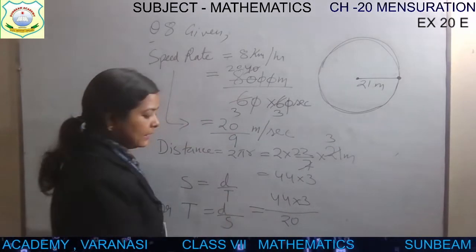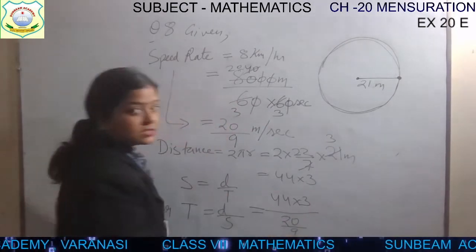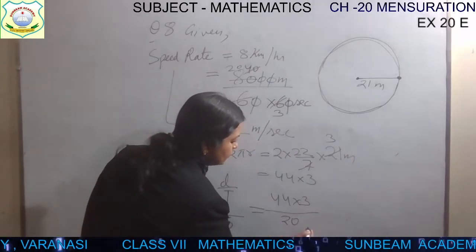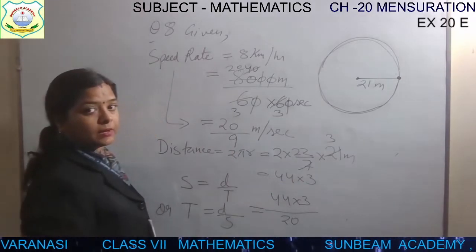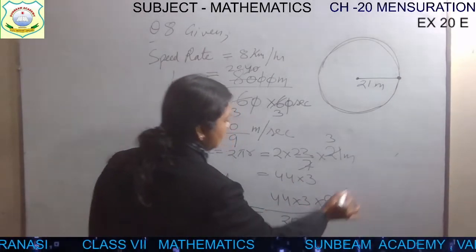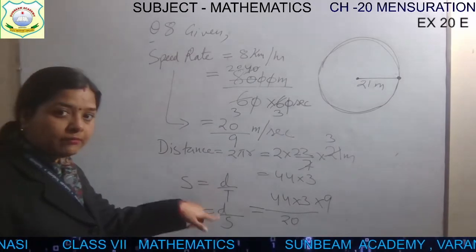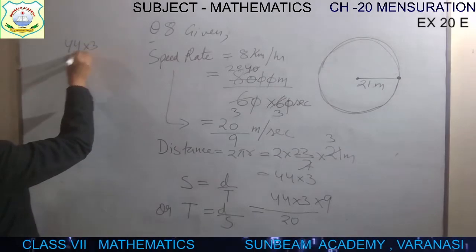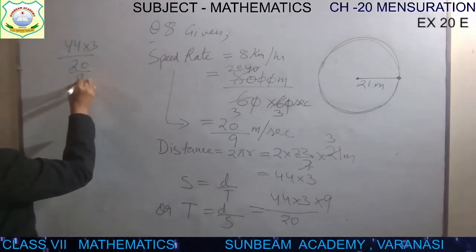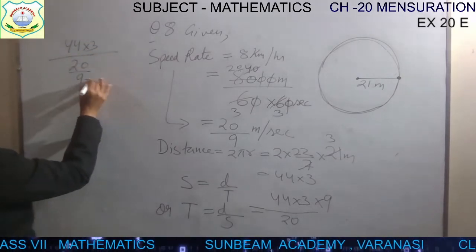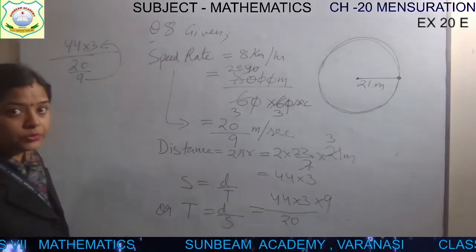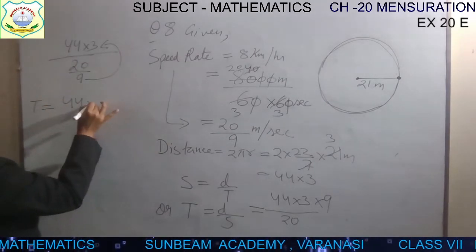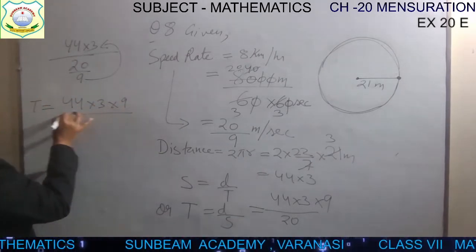So when we do 20 by 9, this 9 which is in the denominator will come to the numerator. The denominator of the denominator, where will that 9 go? To your numerator. So 9 will come here, and then we will solve it. Okay? As madam did, look, 44 into 3 divided by 20 upon 9. So it is in the denominator, so this will go to the numerator. Okay? Time is equal to 44 into 3 into 9 divided by 20.